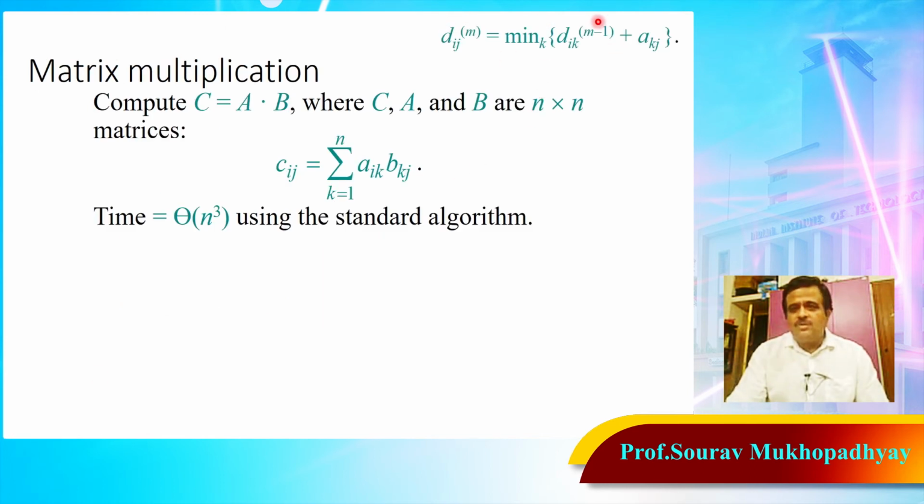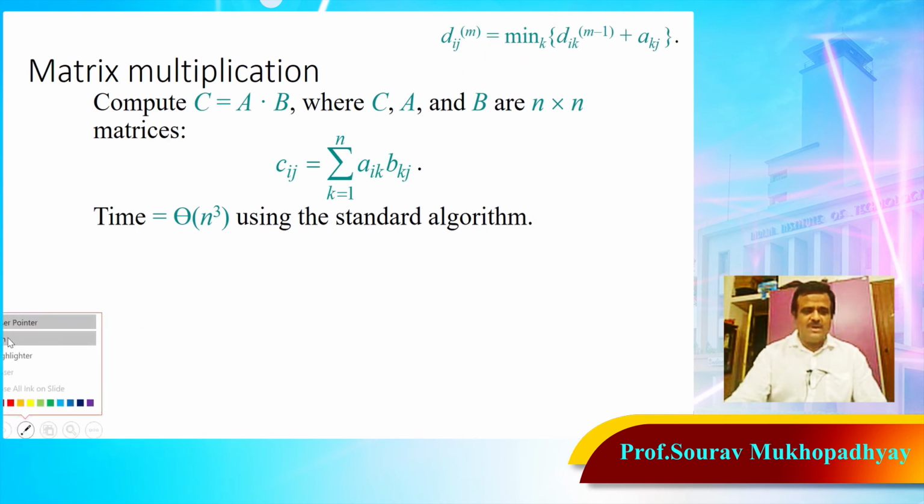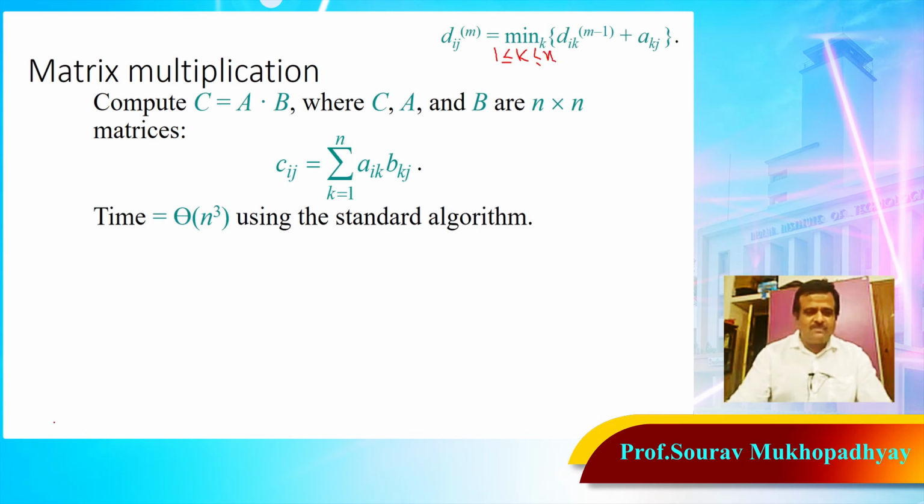So, this we want to see in a matrix multiplication way, because this is nothing but k varying from 1 to n. So, this will give us a matrix multiplication formula. How? Let us recap the matrix multiplication formula. If we have two matrices A and B, where A is n by n, B is also n by n, with entries Aij and Bij.